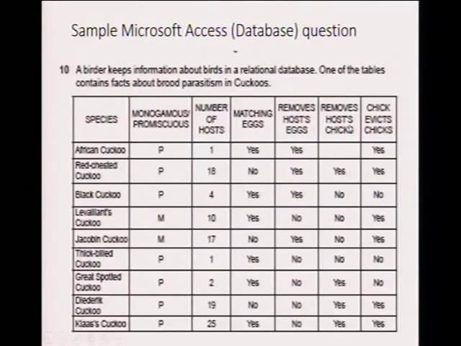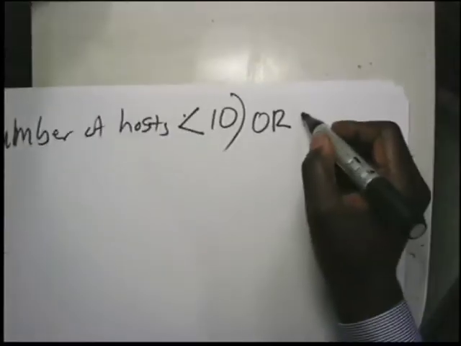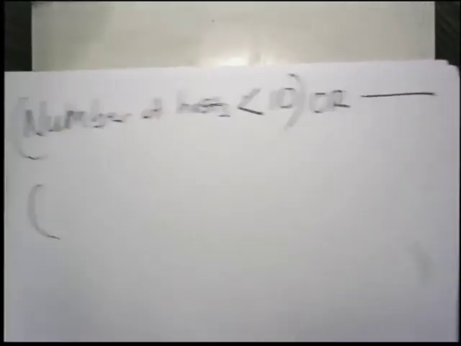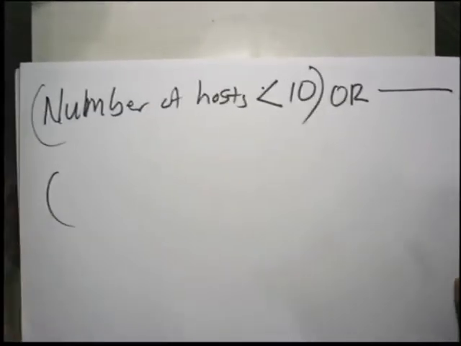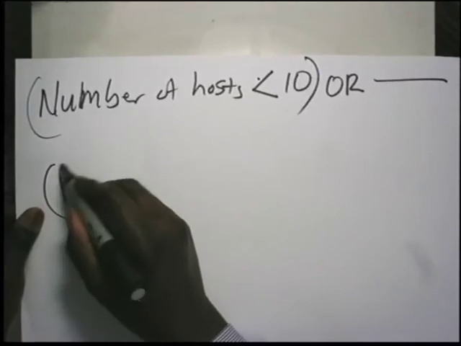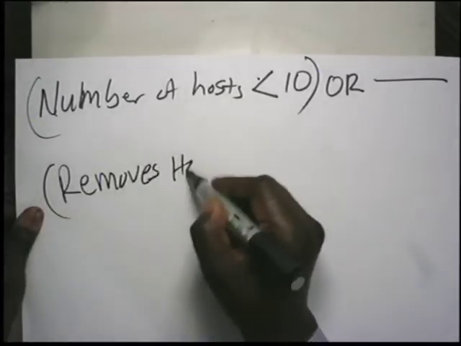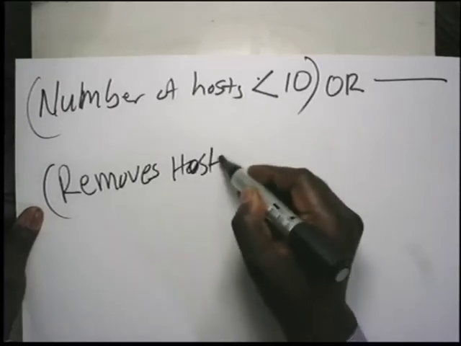So you go back to the table. Remove host chicks. Can you see? Remove host egg is here, no. We are talking about remove host chick. So you will write it also as the second condition. Sorry, this place cannot take it, that's why I'm writing it here. It should be on the straight line, but my paper is limited in size. So you will write now: Remove host chicks.